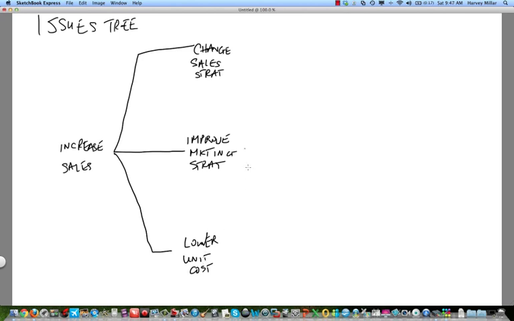Well, if we are looking at changing the sales strategy, what can we do? We may want to examine the sales force organization. We could look at the skills, the skill set, and then we could look at the compensation or promotion strategy.